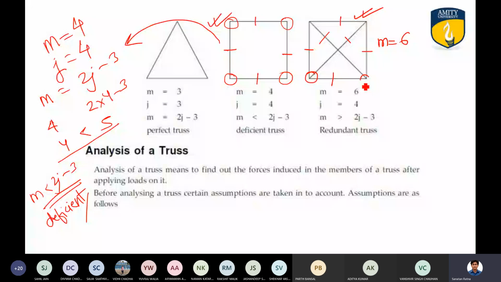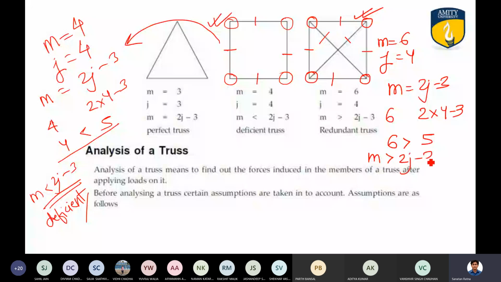M is equal to 2J minus 3. M is 6. This side 2 into 4 minus 3. This side we have got 6, this side we have got 5. So 6 is greater than 5. That means M is greater than 2J minus 3, so it will obviously be redundant.